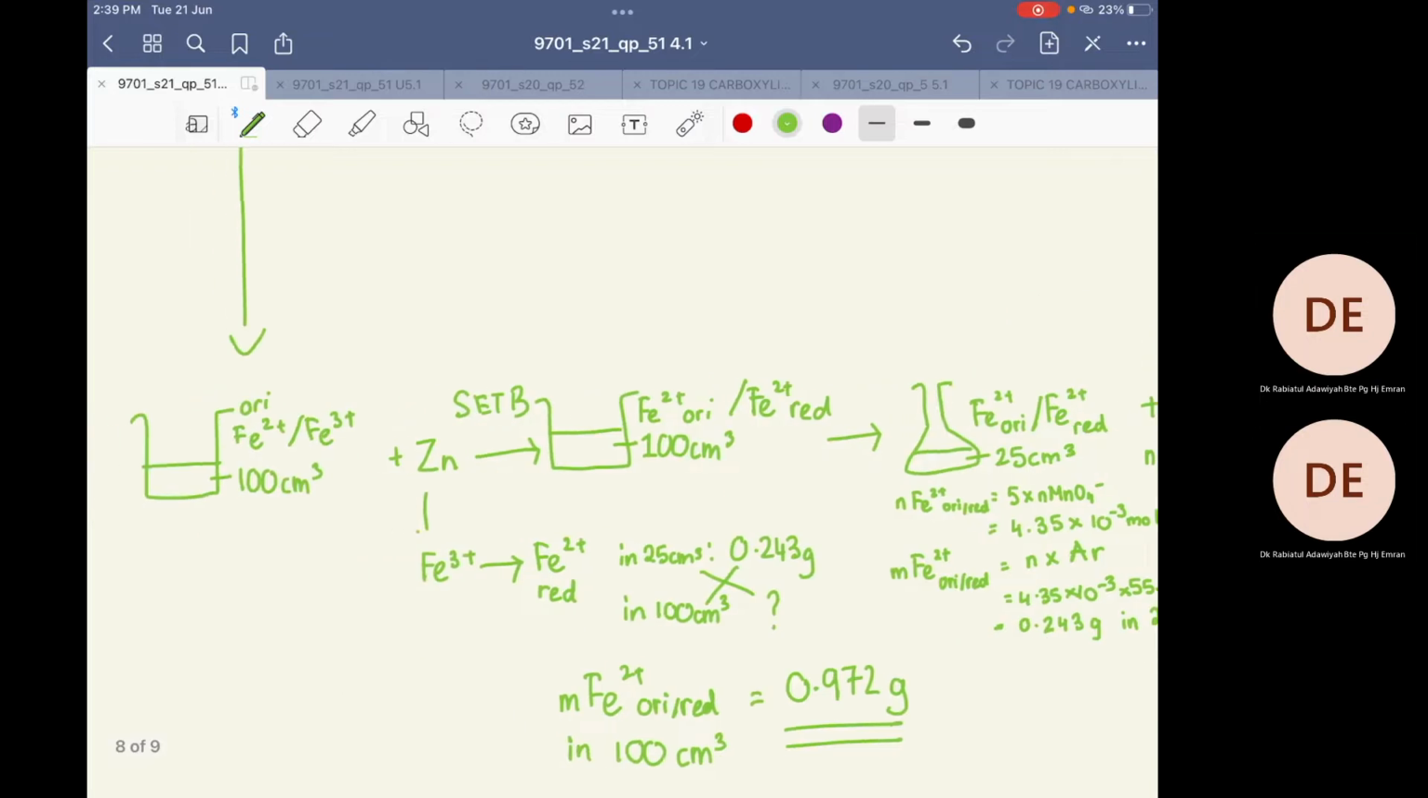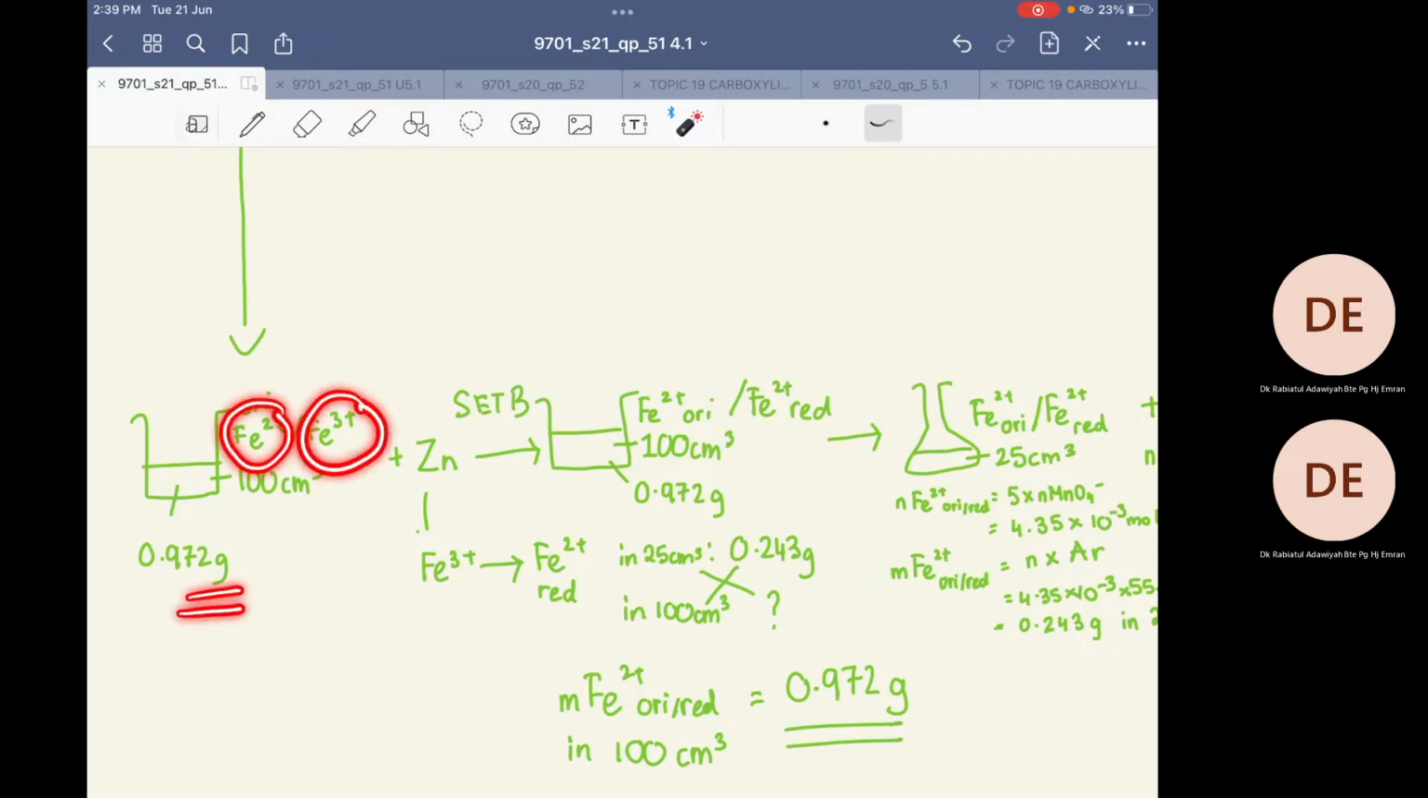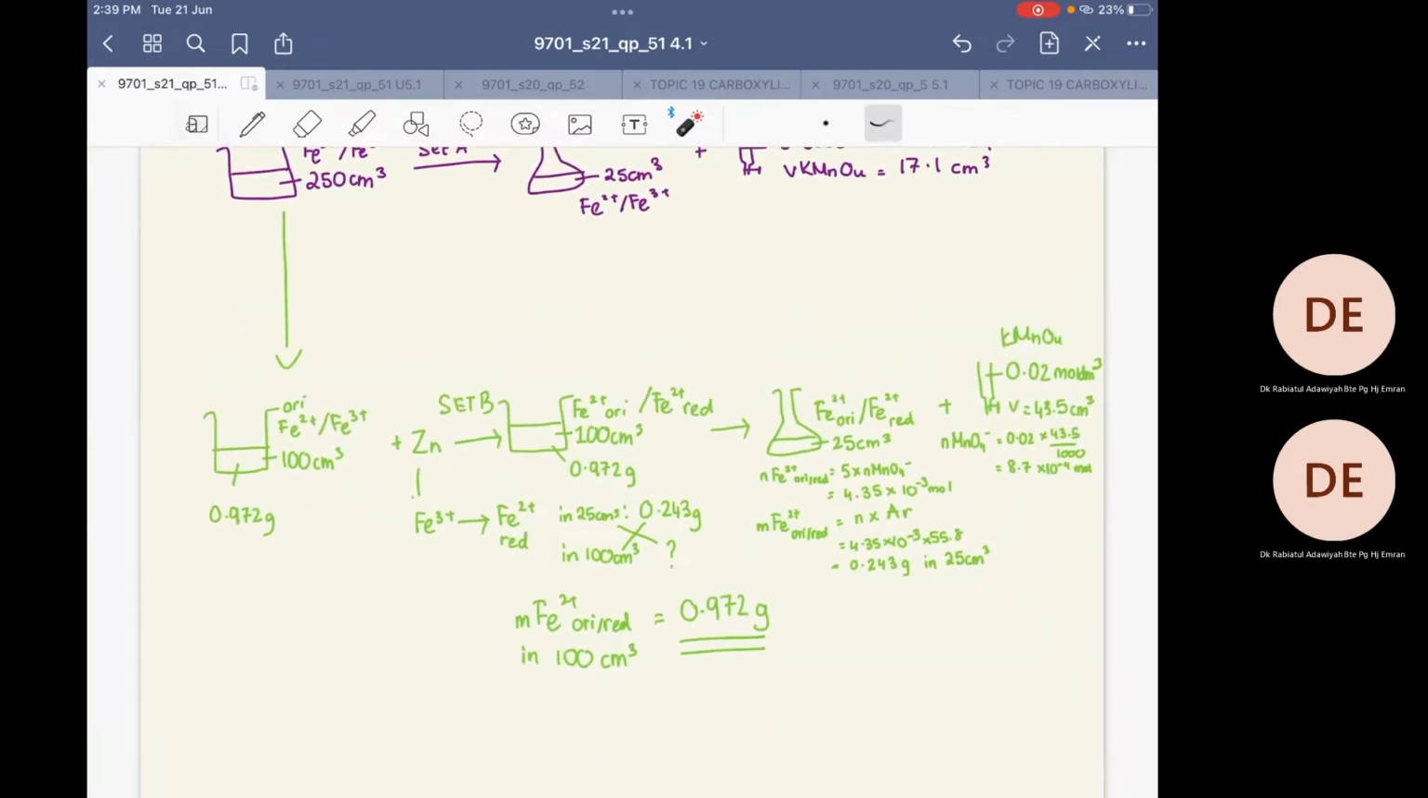Okay, so now I can fill in the information. I know there's 0.972 grams here. And if I go back here, there's also 0.972 grams. Now, do you agree that the mass of Fe2+ and Fe3+ is 0.972 grams in 100 cm³? Okay, good. That's part 2, the answer to part 2 of your question.